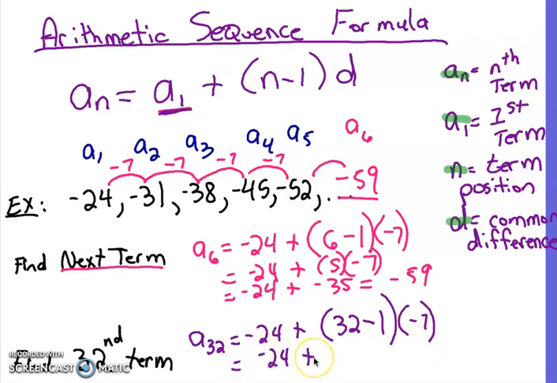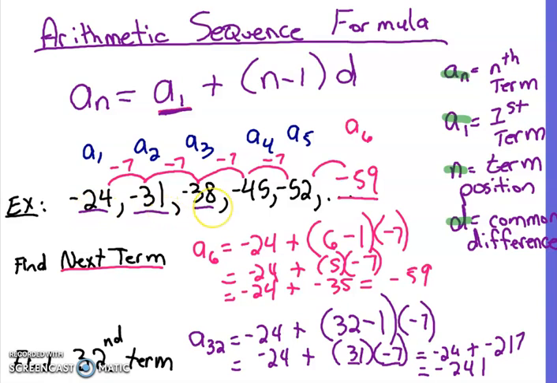So negative 24 plus, and then 32 minus 1 is 31. And then with 31, I'm going to work sideways because I'm running out of space here. So negative 24 plus, and I'm going to multiply 31 times negative 7, which is negative 217. And then negative 24 plus negative 217 is negative 241. So the 32nd term in this sequence is negative 241. And that's how you do arithmetic sequences.